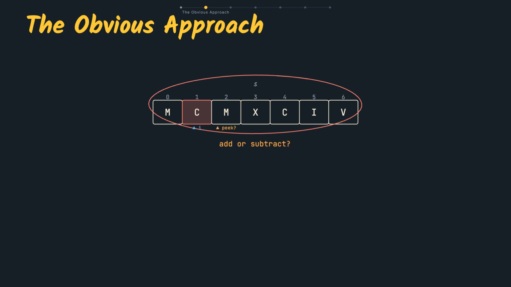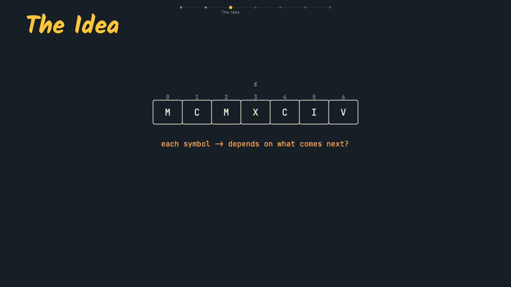So a plain left to right walk doesn't know enough at C. We'd need to peek ahead at the next symbol to decide add or subtract. The rule isn't use this symbol's value. It's use this symbol and the next one together. The decision lives in two places at once. Pause here. The mess is that any symbol's contribution depends on what comes after it. We're stuck looking forward at every step.